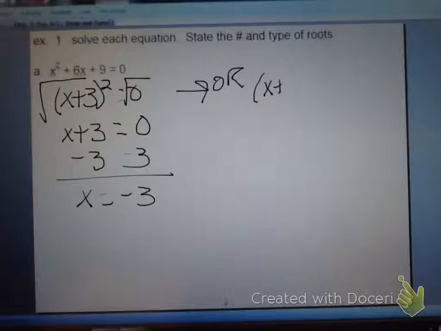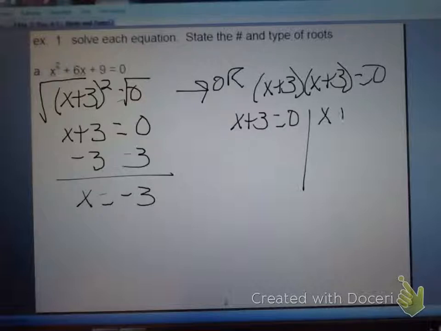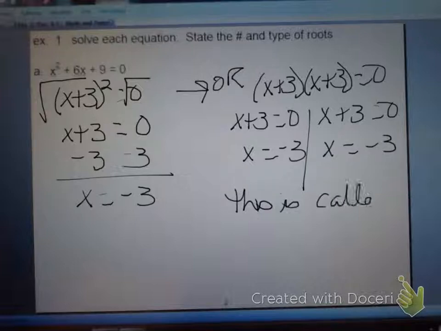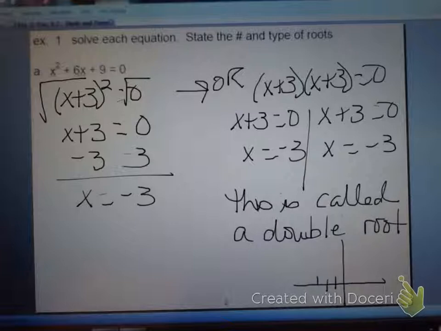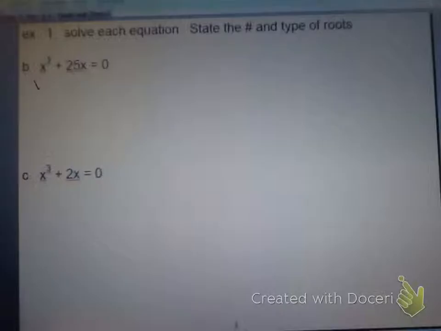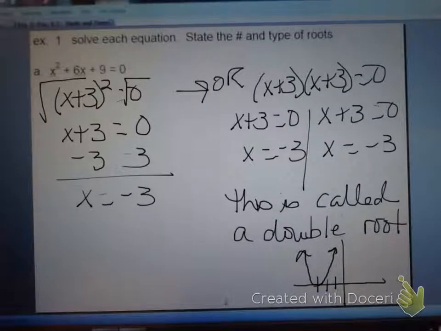Or you could have factored into two binomials, put each one equal to 0, and you get the same thing. You get -3 twice. When you get the same number twice, that's called a double root. The graph would look something like this, where it only crosses the x-axis one time.